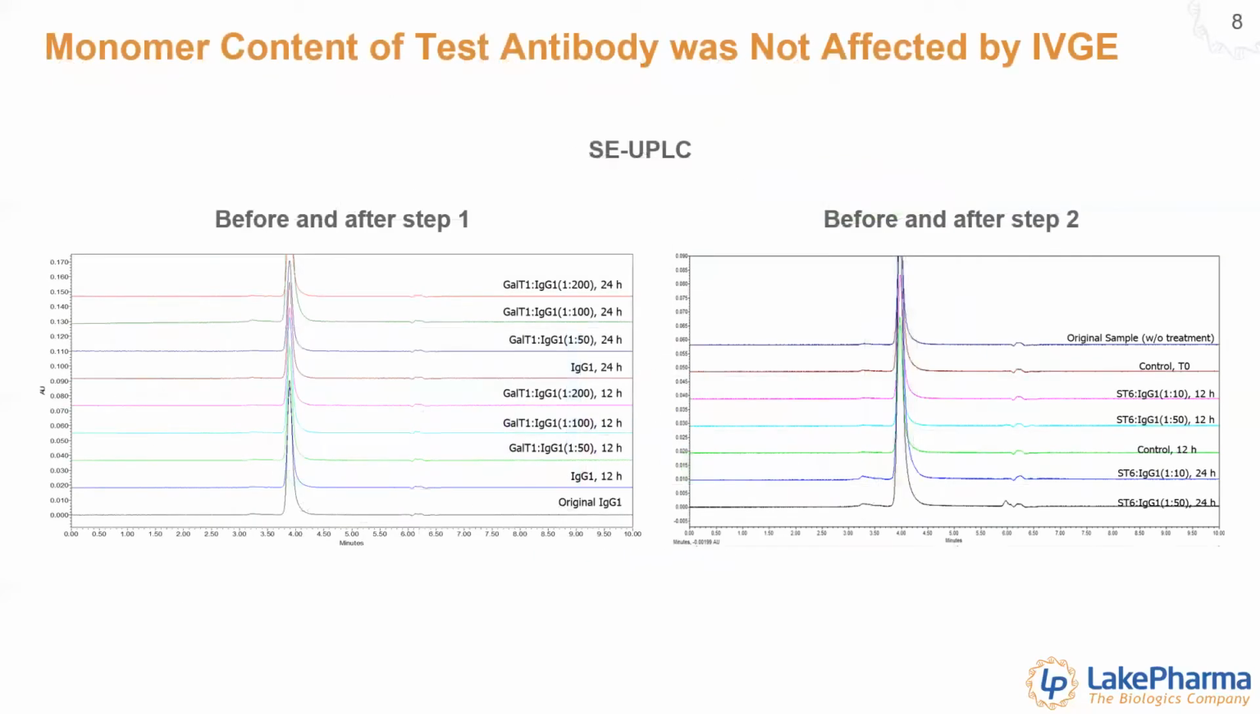Looking at the sample after IVGE on SE HPLC, specifically we're looking for if there's any aggregation formed during the IVGE process, and we actually did not detect any. So this indicates that IVGE does not affect the aggregation profile of the test antibody. So it looks pretty clean and normal.